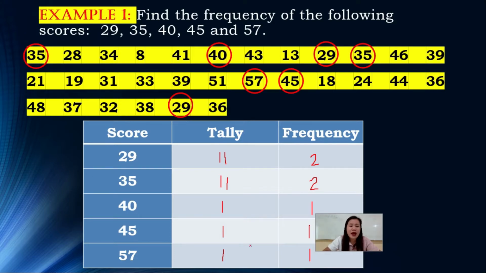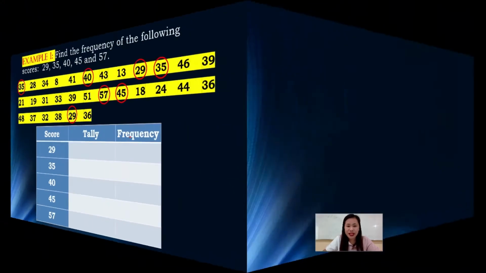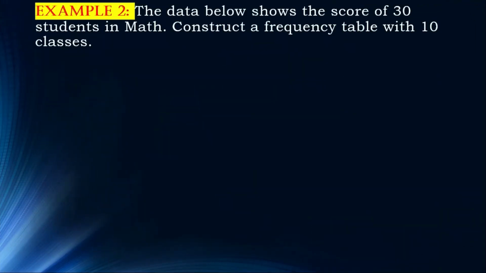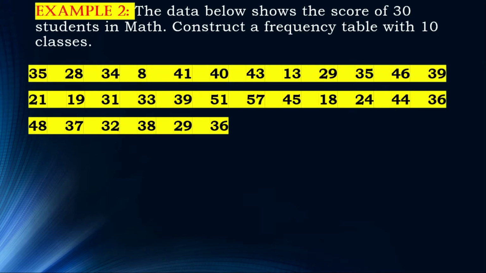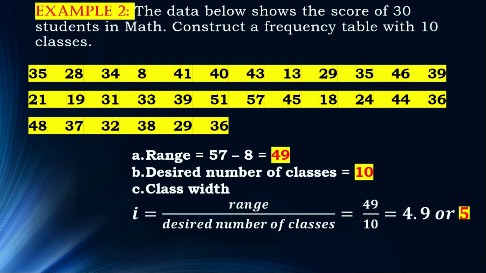But what if we already have class intervals here? It is no longer like this. Okay, let's give an example. Example number 2: the data below shows the scores of 30 students in math. Construct a frequency table with 10 classes. So this is our given set of data, the same as earlier. The first thing we will do, take note, letter A, is to find the range of the given set of data. Range is simply the difference between the highest score and the lowest score.